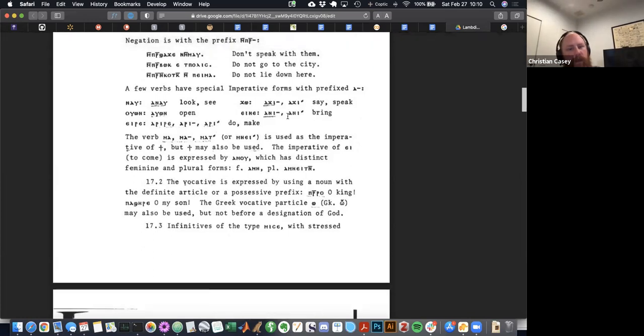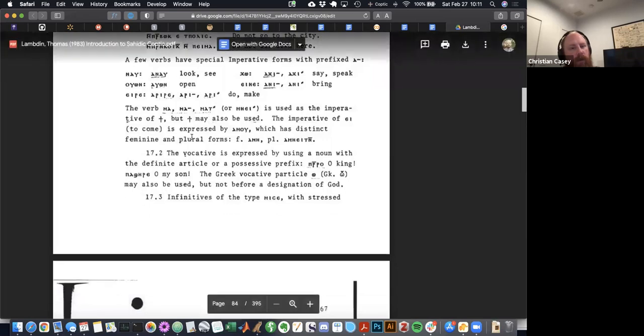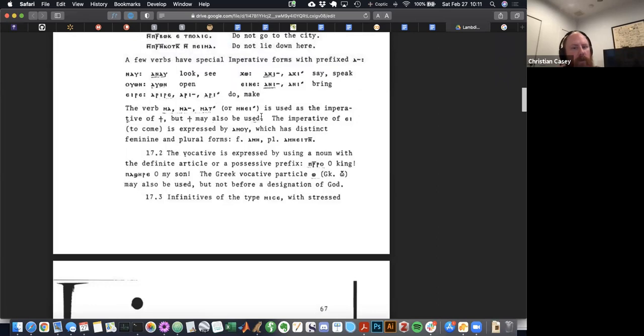He's conflating this. He says ina has the prothetic alpha. That's actually not correct. This is actually regular, so I don't know why he makes it like that. And the same thing with ire. This is actually perfectly regular. Arit, do it, is exactly what you would expect this to turn into in the imperative, following the normal rules of Coptic phonology.